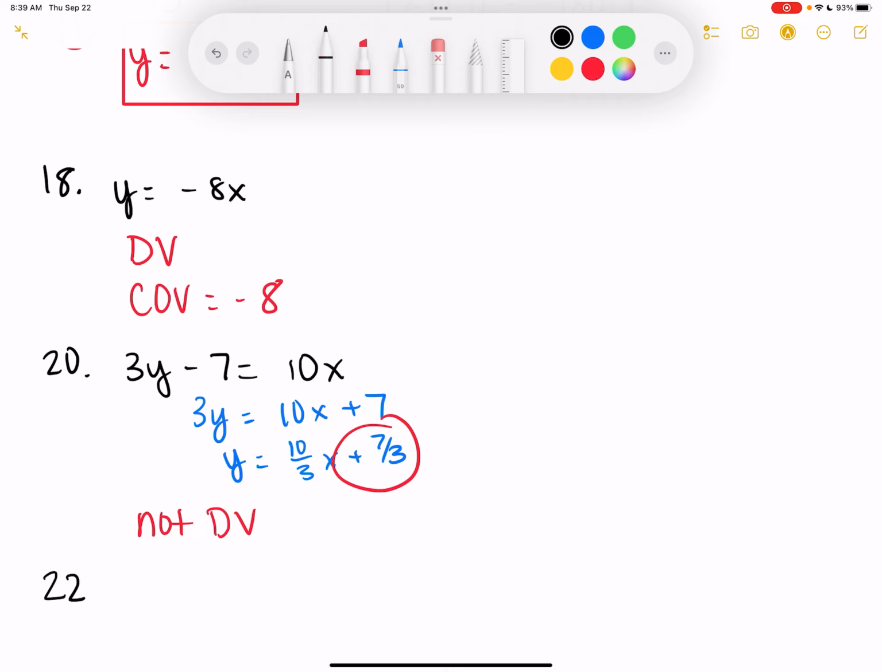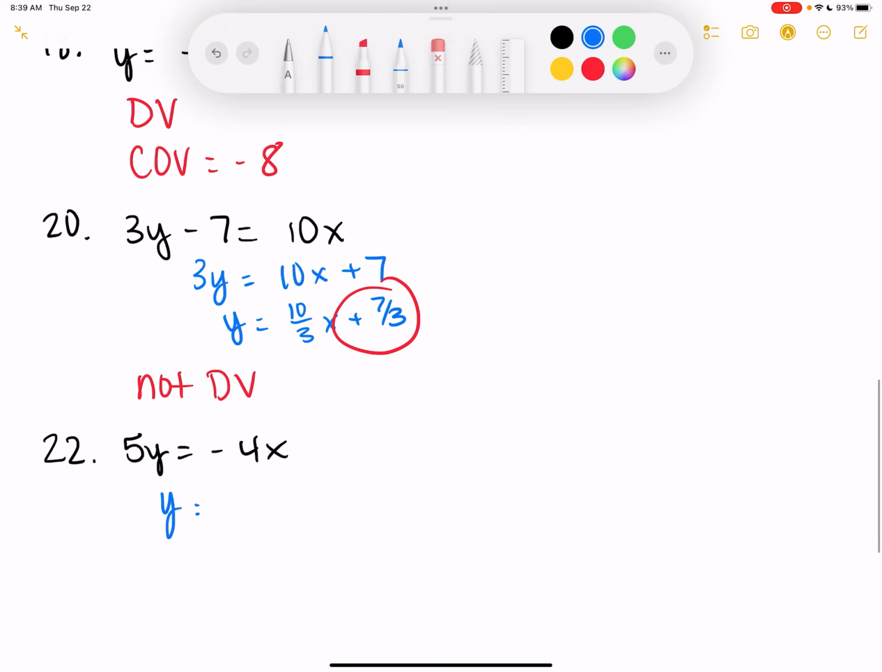And then 22, 5y equals negative 4x. Would this be direct variation? Yes. Okay, so we divide by 5, so y equals negative 4 over 5 times x. So it is direct variation, and what's the constant of variation? Negative 4 over 5. Yep.